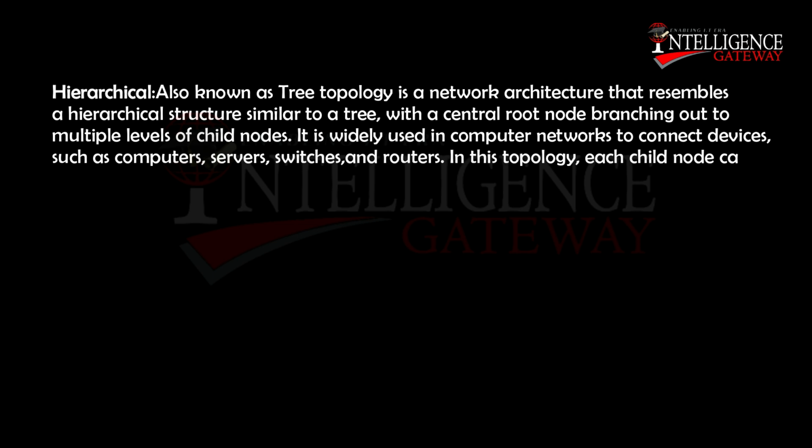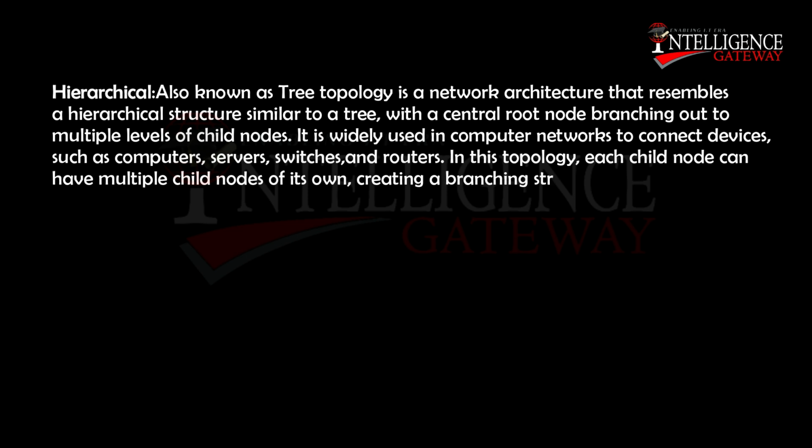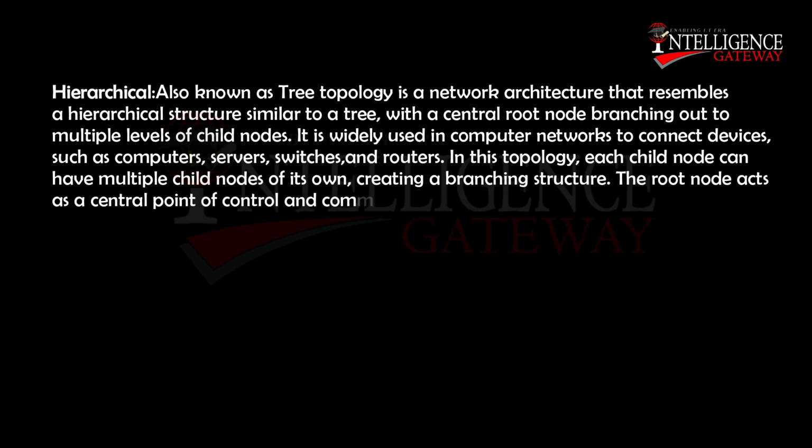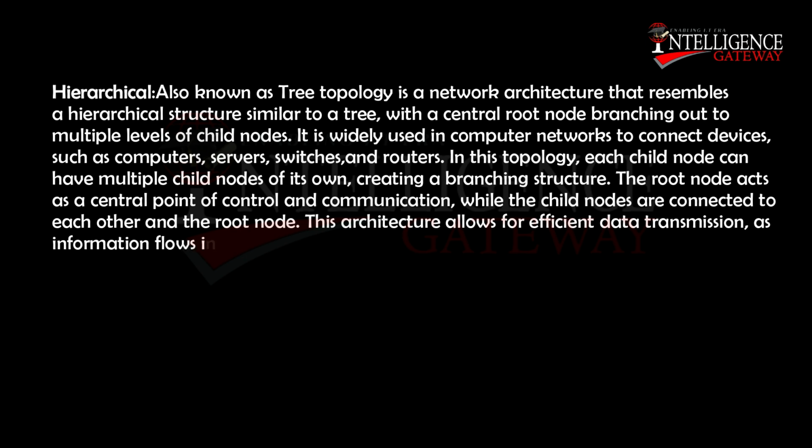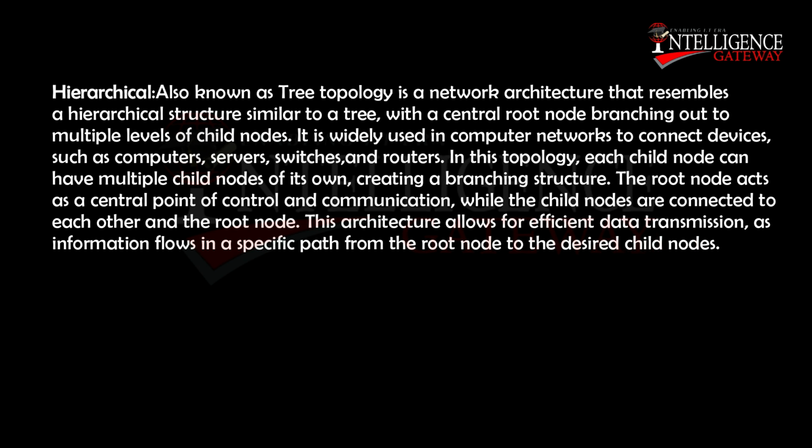In this topology, each child node can have multiple child nodes of its own, creating a branching structure. The root node acts as a central point of control and communication, while the child nodes are connected to each other in the root node. This architecture allows for efficient data transmission, as information flows in a specific path from the root node to the desired child nodes. Wireless mesh.